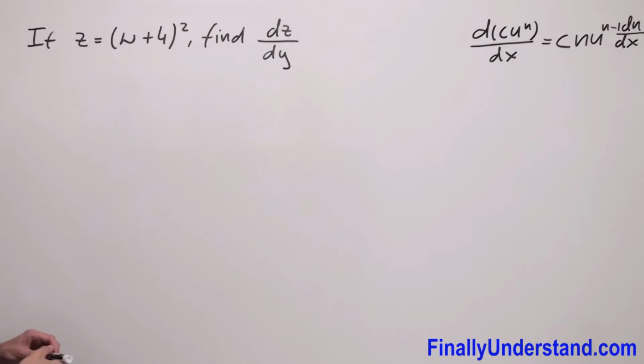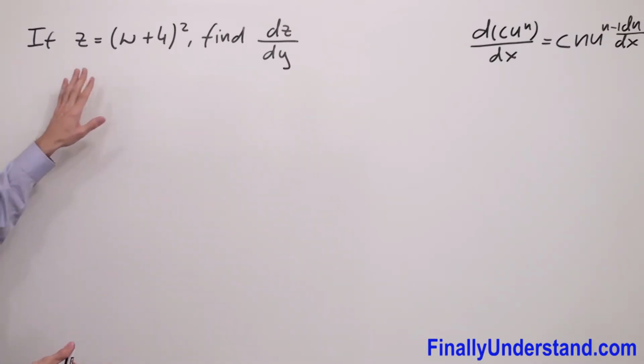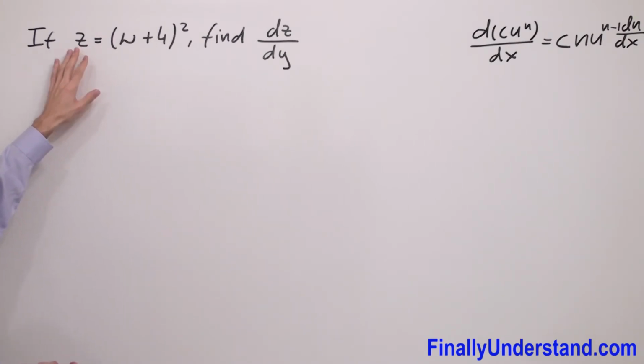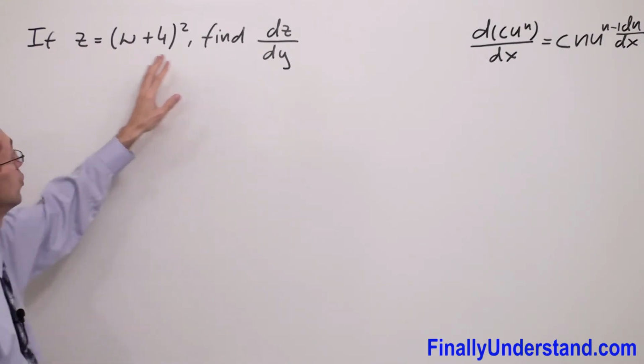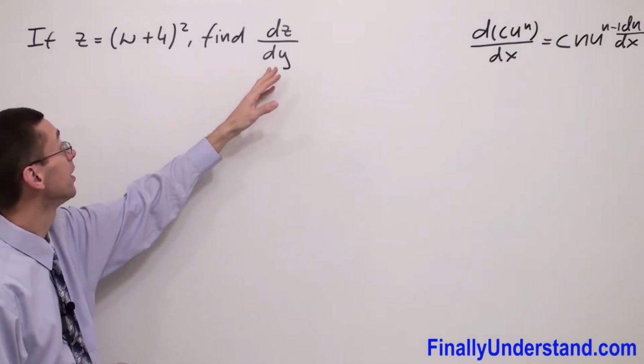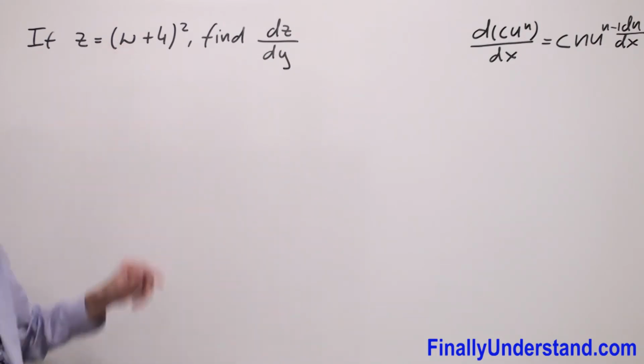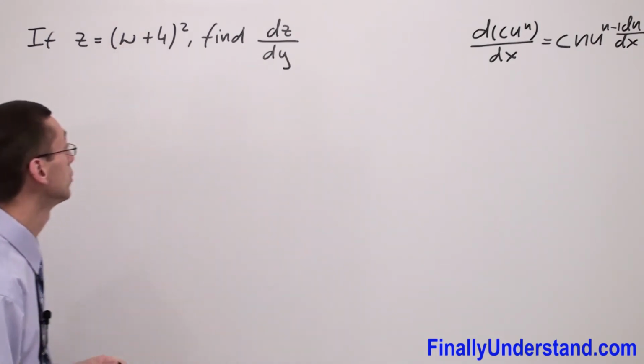Let's take a look at this example. We're supposed to find the derivative of this function with respect to the other variable. I mean, we have to find dz, the derivative of function z with respect to y, even if I have my independent variable w. So what am I supposed to do?